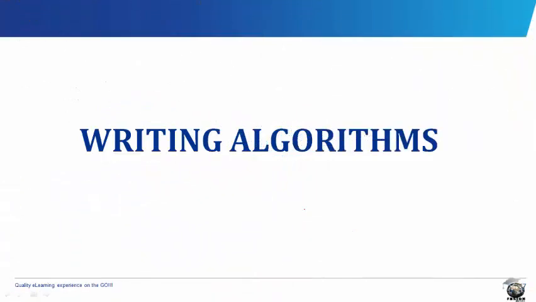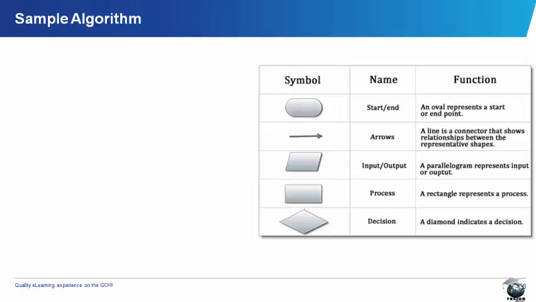Writing algorithms. How is this done? Well, there are standard algorithm symbols. For example, as you can see here, this is the standard symbol for start and stop. That is an oval shape which represents the start point or the end point. The arrow shape, as you can see here, is a line connector that shows the relationship between any other two shapes.